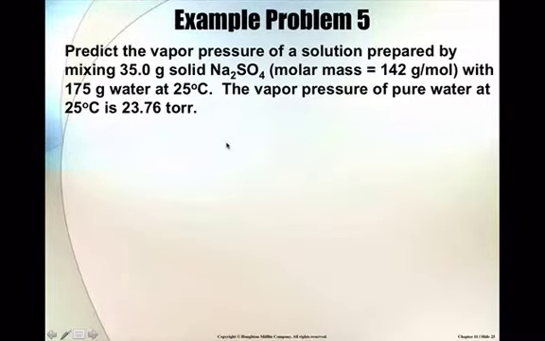So our example problem using ionic solutes is right here. It says, predict the vapor pressure of a solution prepared by mixing 35 grams of solid sodium sulfate with 175 grams of water at 25 degrees Celsius. The vapor pressure of pure water at 25 degrees Celsius is 23.76 torr.